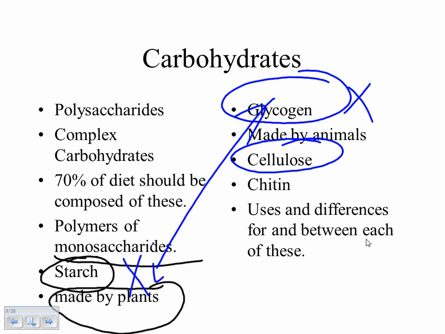A final polysaccharide that we'll mention is chitin. Chitin is very similar in structure to the other polysaccharides we just mentioned. It has some nitrogen groups in it that the other ones don't, but it's found in the exoskeletons of insects. It's also found in the cell walls of fungi. So when you eat mushrooms, you're eating chitin.